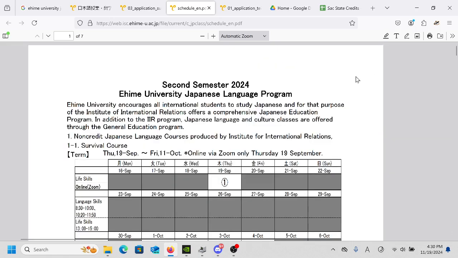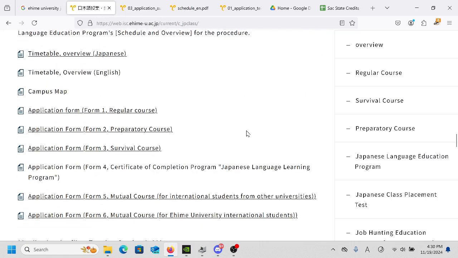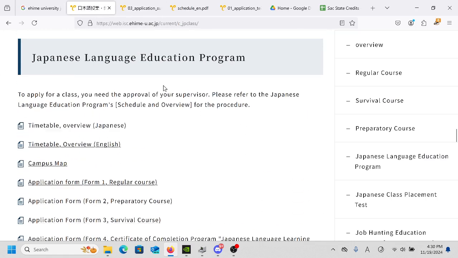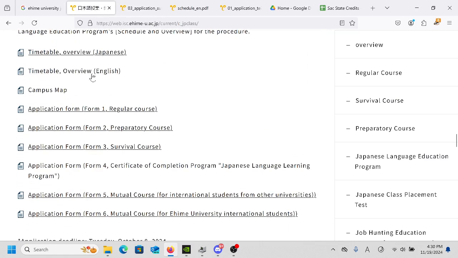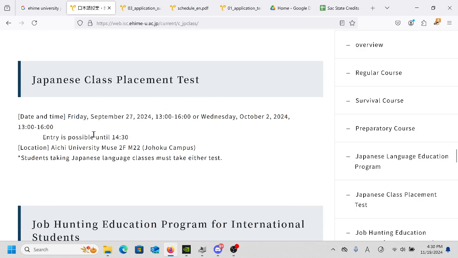Okay, man, this is lagging. So this is it. You can find everything right here. Japanese Language Education Program, Timetable Overview, English. It changes based on semester as well, so they'll update it. And then there are other things. This is the other important thing.